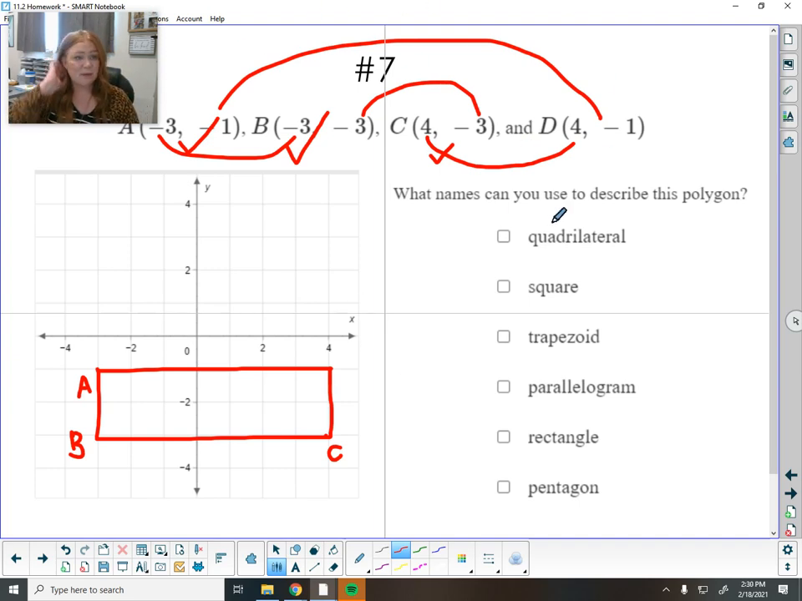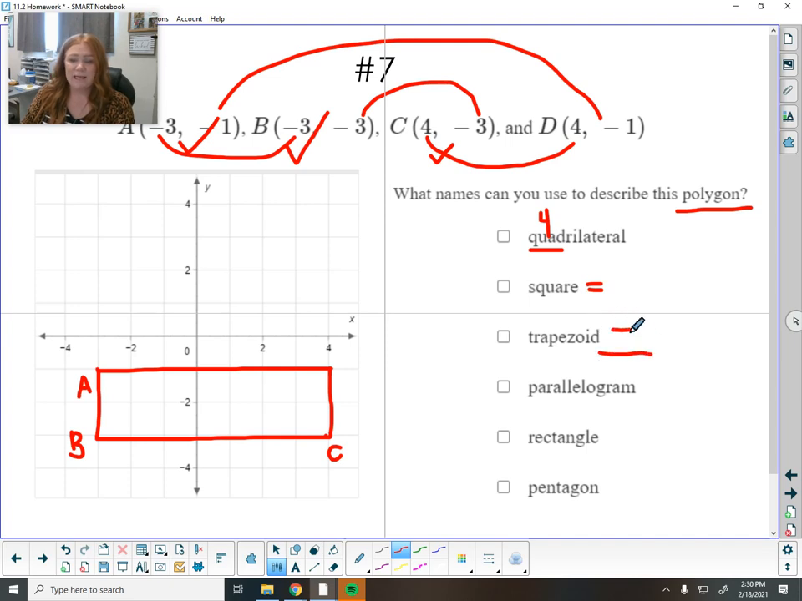So what kind of names can we use to describe this particular shape? So I noticed it's closed in and has straight lines. So this is a polygon. So what kind of polygon could it be? So remember, a quadrilateral has 4 sides. If it does, we check that one. So a square has to have equal sides. Does this have all equal sides? If it does, we'll check square. So I'm just going to make a note that that means 4 sides are equal.